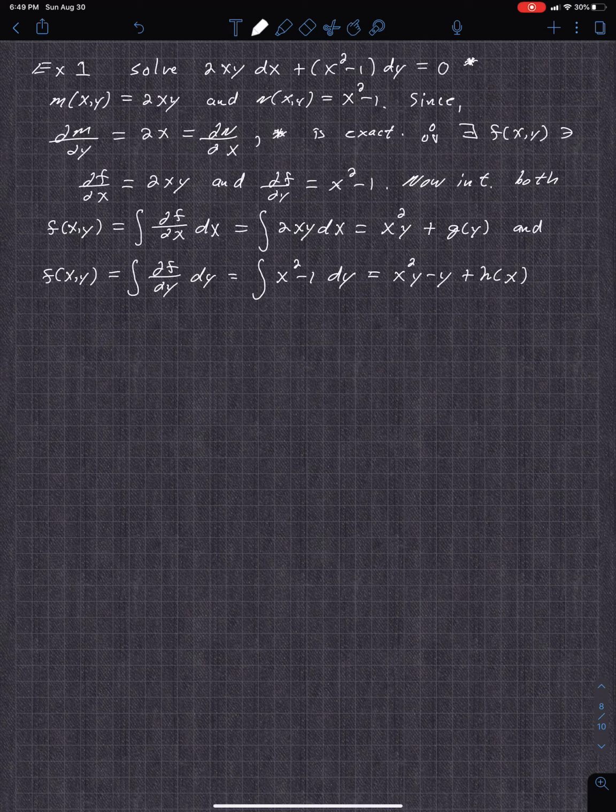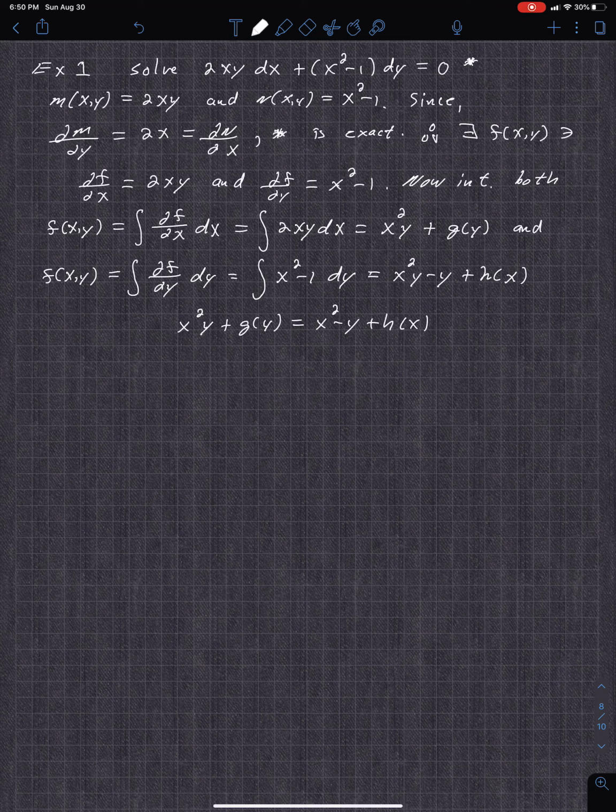So now what I'd like to do next is just compare those. So you write them down and you just say we have x squared y plus g of y is equal to x squared y minus y plus h of x. So if that's the case, because they have to be the same, right? These functions, this is f of x y. So what does it have to be the same?